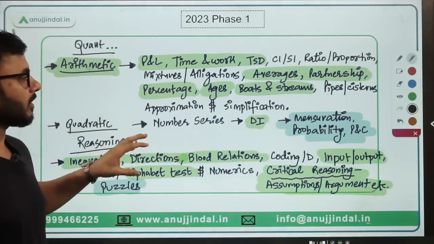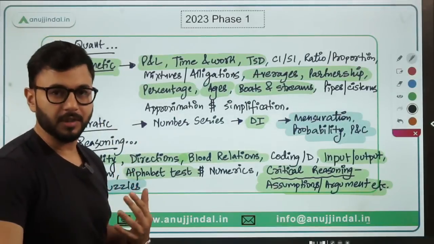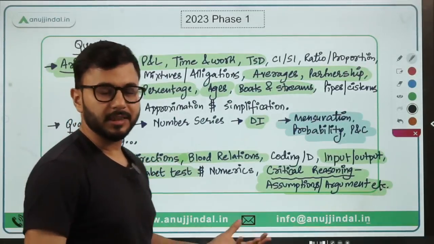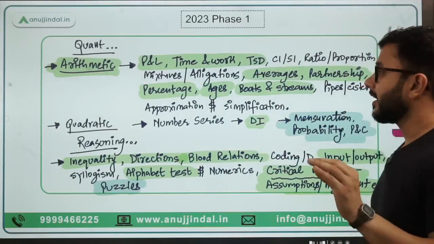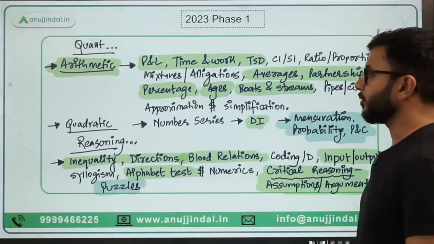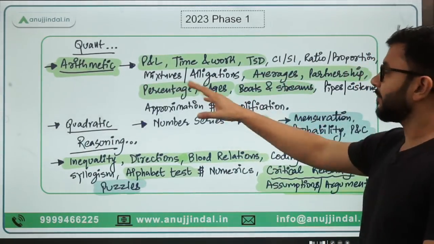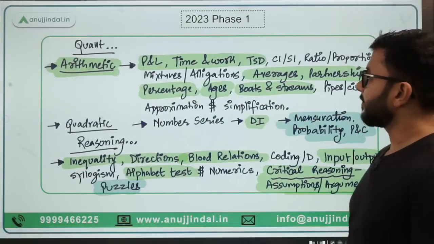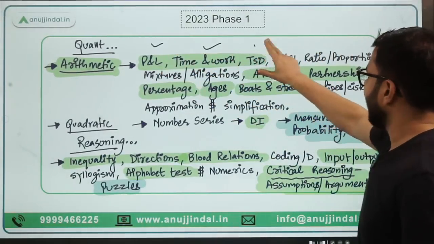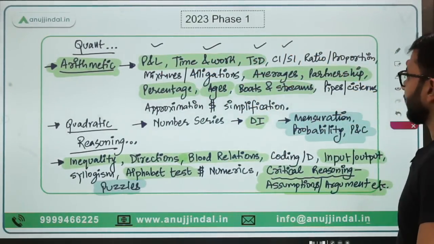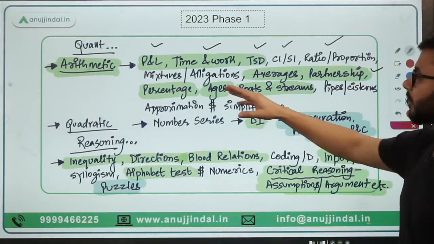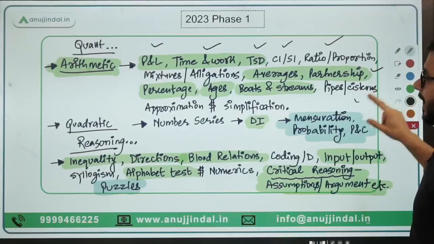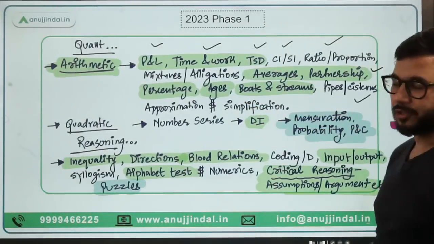And the other topics are the ones which depend upon your comfort. For some students, quadratic is easier. For some students, quadratic is very difficult. So it depends upon your understanding and your comfort with the subject, with the topic. Arithmetic, so let's start with arithmetic. Profit and loss, time and work, time, speed, distance, compound interest, simple interest, ratio, proportion, mixture, alligation, averages, partnership, percentage, ages, boats and streams, pipes and cisterns, approximation, simplification.